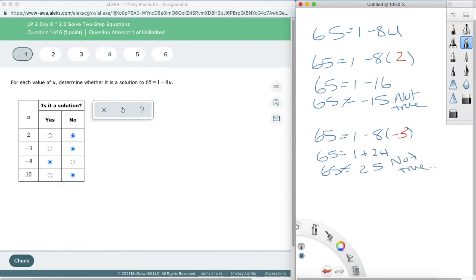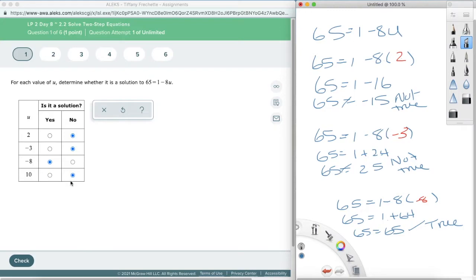So now if I go down to my next one, 65 equals 1 minus 8 times negative 8. Now I have 65 equals 1. Negative 8 times negative 8 gets us positive 64. 65 equals 1 plus 64 is 65. Ooh, that one is true. So this would be my yes, just like we've already found. And then you'd want to make sure you test that last one as well to make sure. You should find only one solution right now.